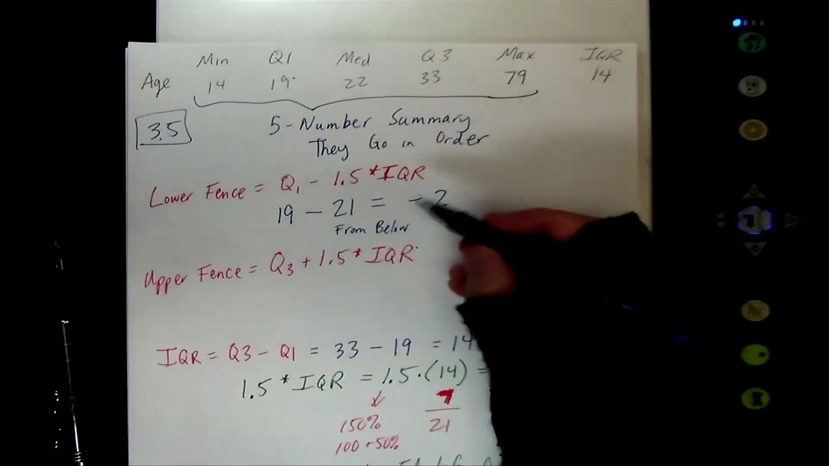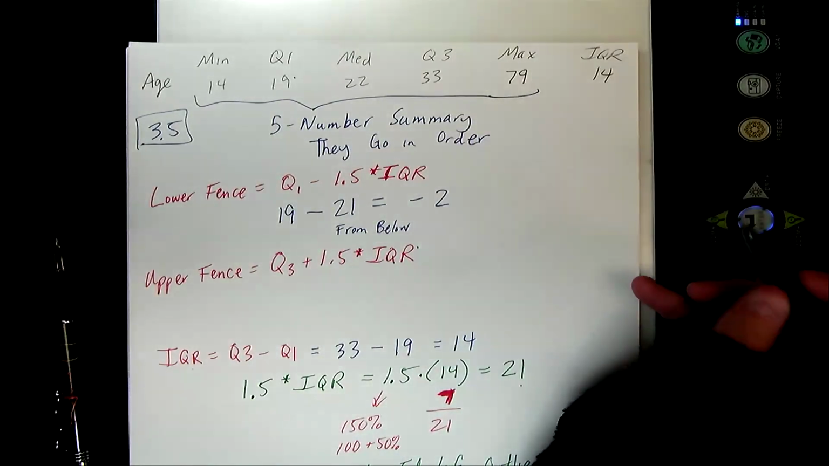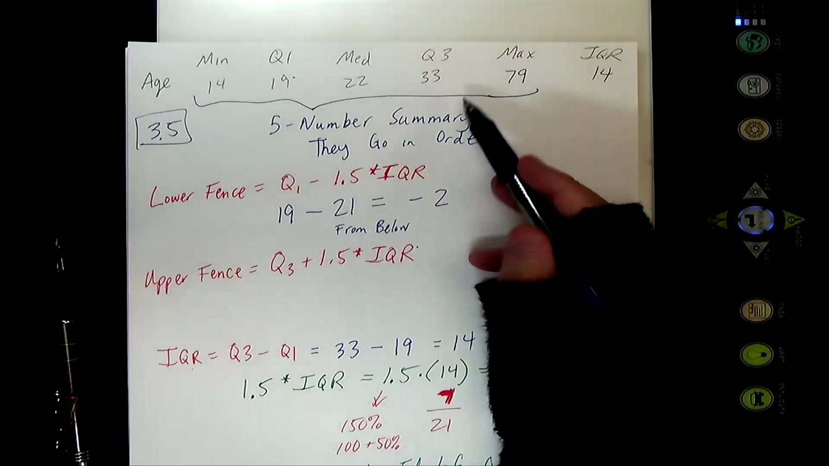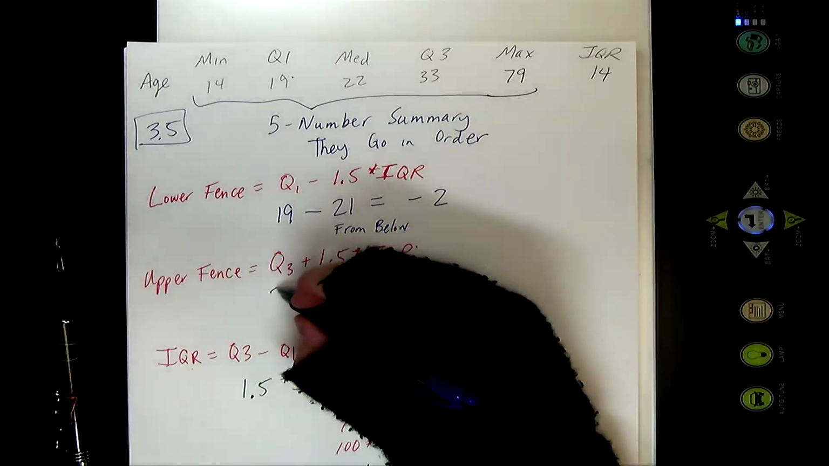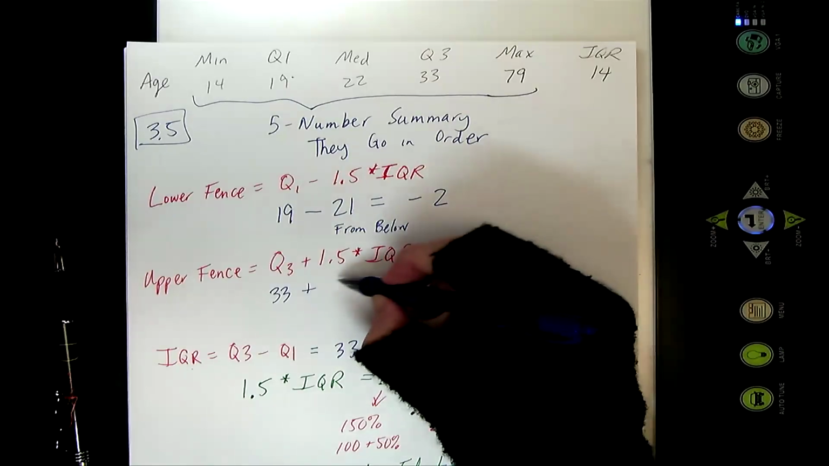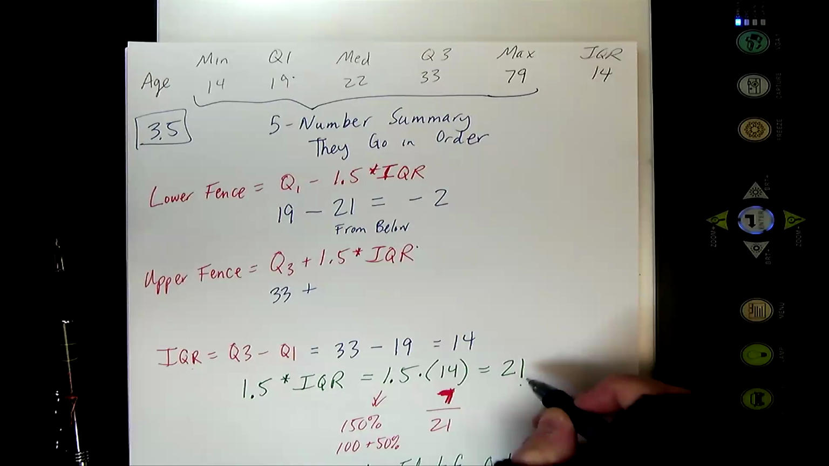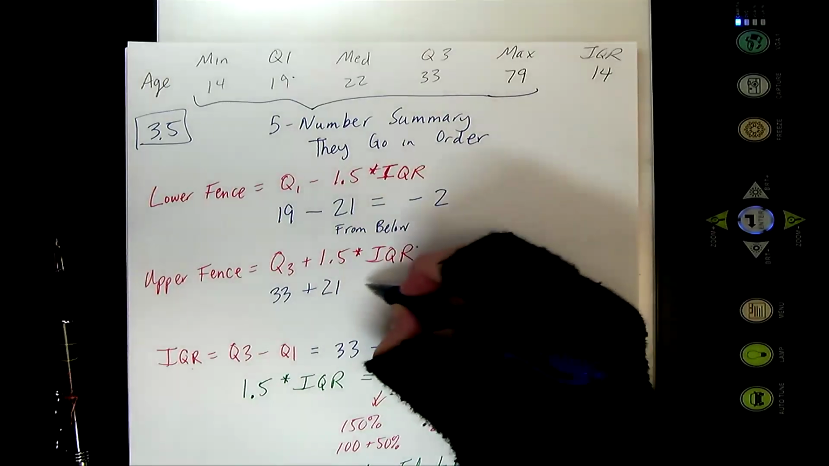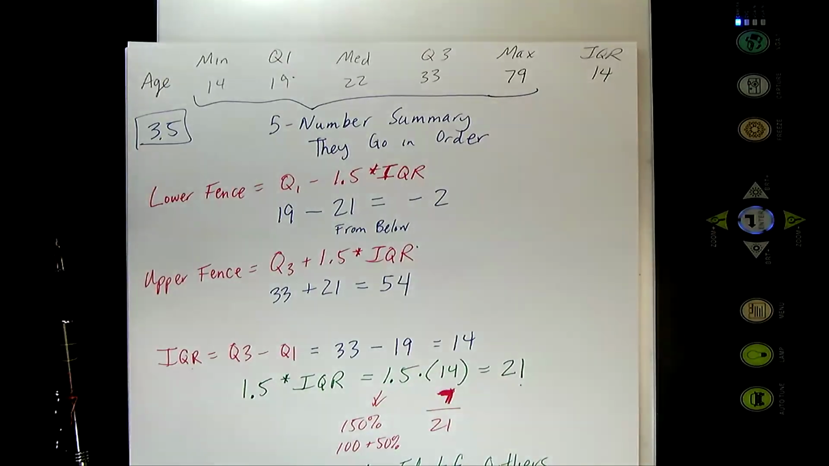The upper fence, we do Q3 plus 1.5 IQR. Q3 from up here is 33. And then we do 1.5 times IQR, we said that was 21 down here. 33 plus 21 is 54. Again, you don't have to take my word for it on the addition, you can throw it in a calculator and verify that's 54.